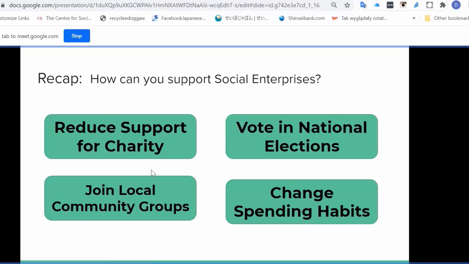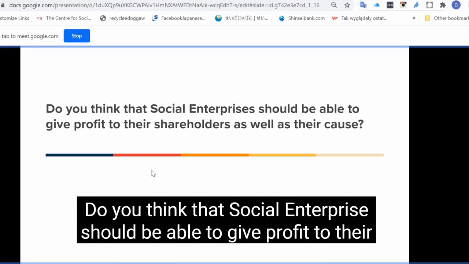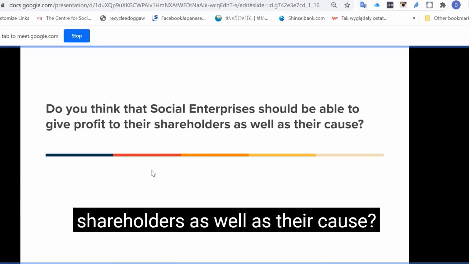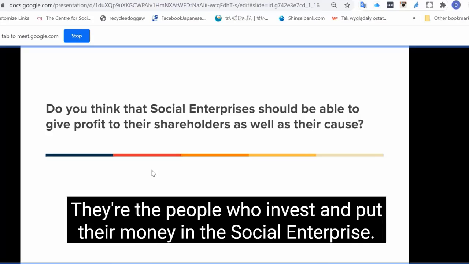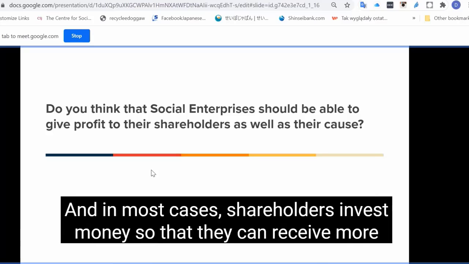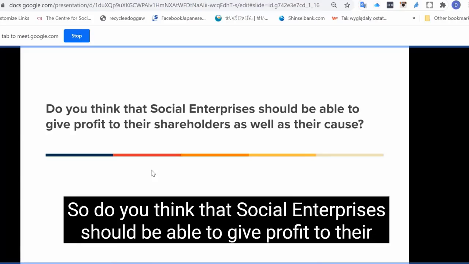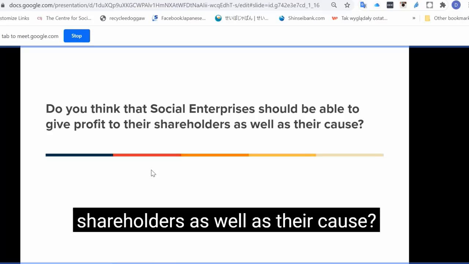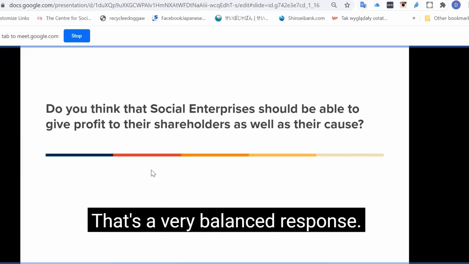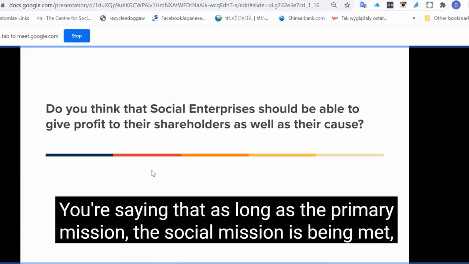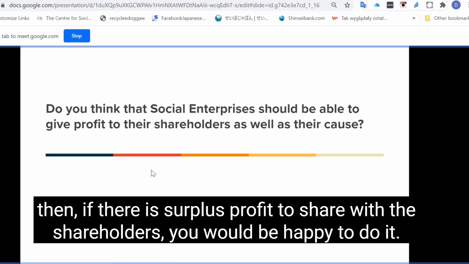There's 4 choices. Do you think that social enterprise should be able to give profit to their shareholders as well as their cause? They're the people who invest and put their money in the social enterprise, and in most cases, shareholders invest money so that they can receive more money from the profits of a business. So do you think that social enterprises should be able to give profit to their shareholders as well as their cause? That's a very balanced response. I like your response. You're saying that as long as the primary mission, the social mission, is being met, then if there is surplus profit to share with the shareholders, you would be happy to do it.